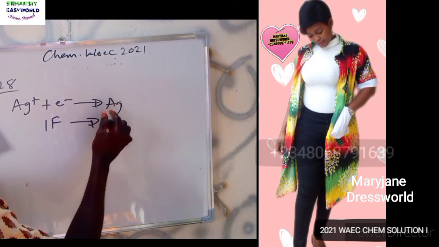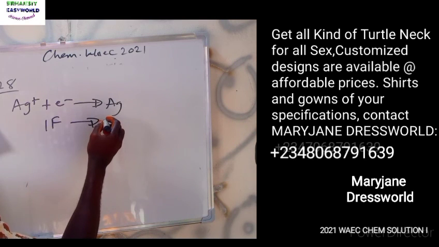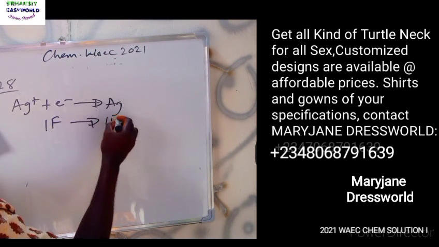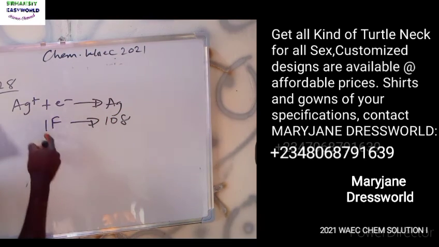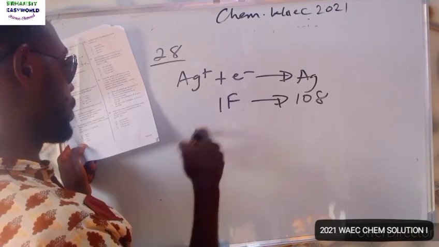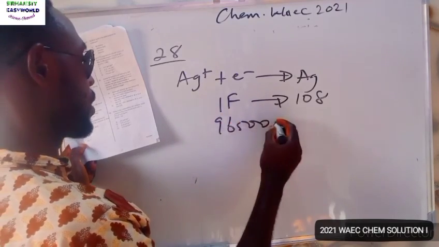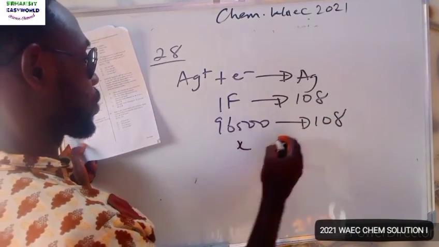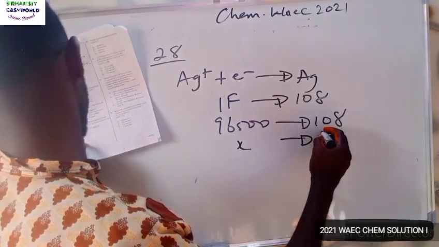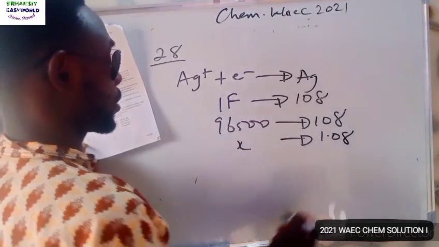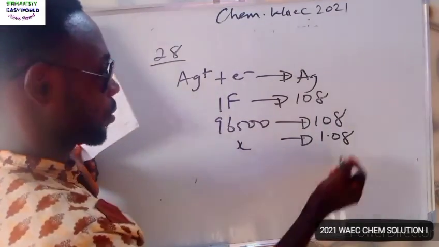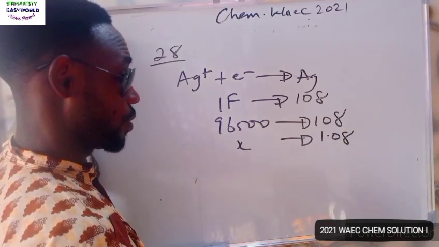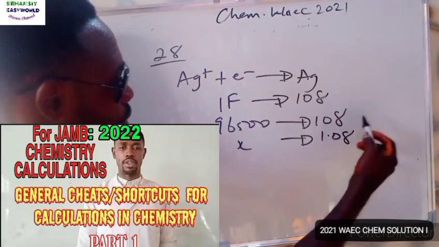Then convert this to mass. Molar mass of silver is given to us there in bracket as 108. So therefore, 1 Faraday, which was given as 96,500, will discharge 108. Then x will be discharged. What quantity will discharge 1.08? Here you don't need your calculator. I want to teach you a cheat. You can watch one of my videos here, shortcuts to chemistry calculation.